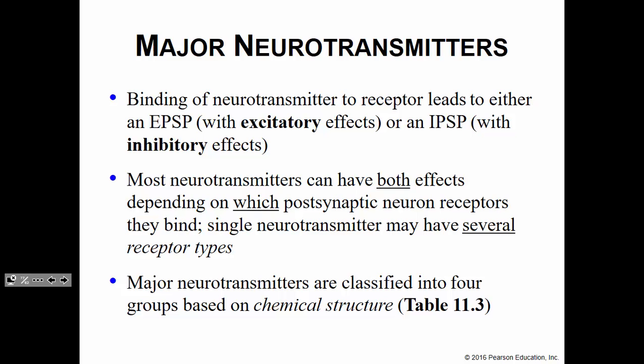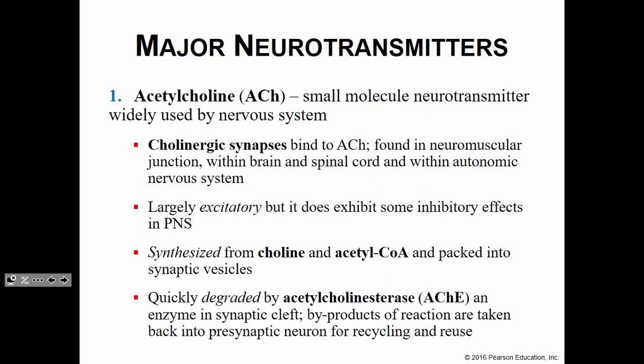But no matter what type of receptor, the binding of the neurotransmitter to the receptor leads to either the excitatory effects, EPSP, or the inhibitory effects, IPSP. Most of the neurotransmitters have both effects, and it just depends on which postsynaptic receptors they bind to. One neurotransmitter can have several different types of receptors. But we classify neurotransmitters into 4 groups based on their chemical structure.